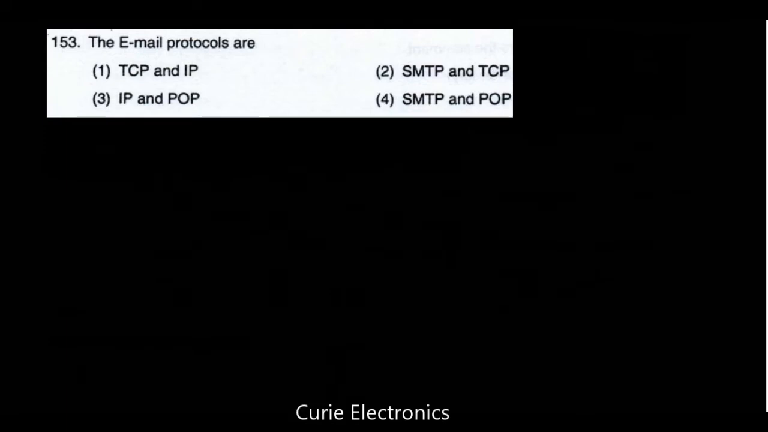Question number 153. The email protocols are simple mail transfer protocol and post office protocol. SMTP means simple mail transfer protocol.